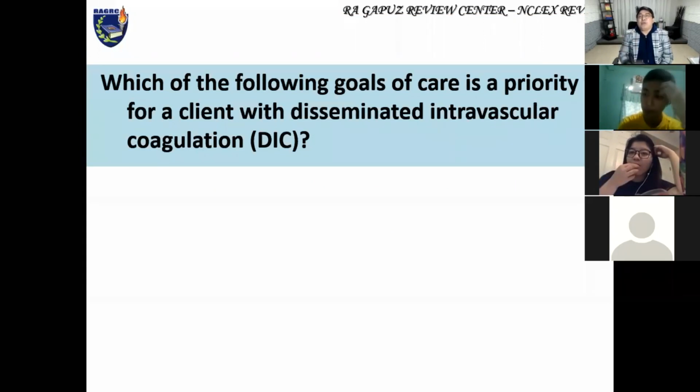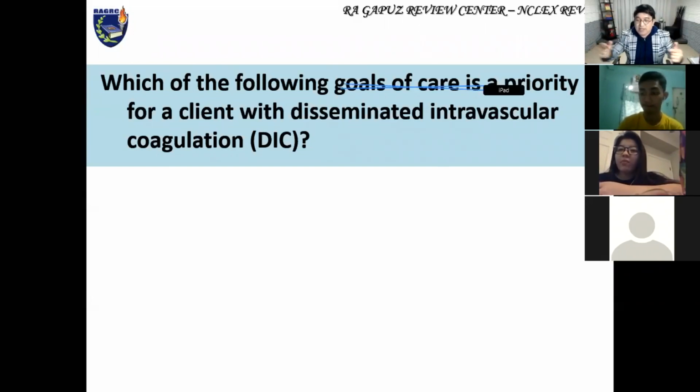So here's another question. Which of the following goals of care is a priority for a client with disseminated intravascular coagulation? Take note of the main phrase, goal of care, and another keyword, the priority. All of these could be correct and you're just being asked to prioritize. Once again, what's our NCLEX test taking tip? Deal with the cause to address the effect. Now, there are two problems in disseminated intravascular coagulation: systemic clotting and bleeding.